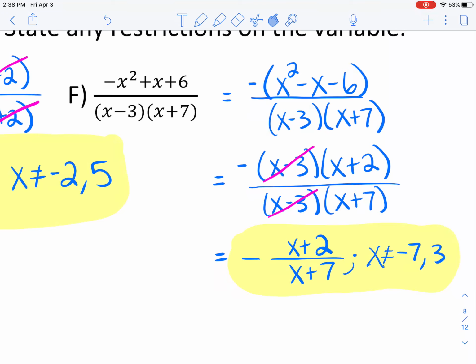And then your original denominator of x minus 3 times x plus 7, if you were to substitute 3 in and negative 7 in, both of those would give you a 0 on the denominator, so you need to exclude those from the domain.